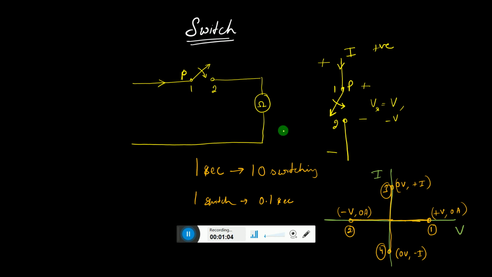Now based on the ideal switch, we can have IV characteristics, so all the 4 different quadrants are possible, and this switch is a manual switch. If I want a switch which needs to be turned on and off very fast, with a manual switch the maximum speed I can have is 10 times, but if I want 100 times, to switch on and off in 1 second, this manual switch will not work. I need to go for a power electronic device.